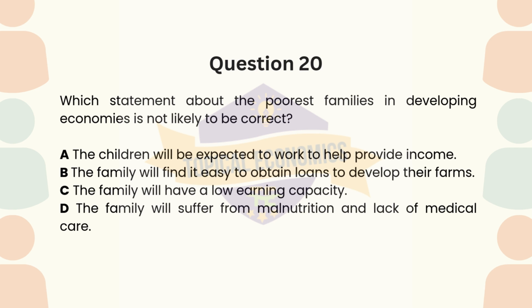Coming to question 20, this is from 2017 May-June paper version 2. Which statement about the poorest families in developing economies is not likely to be correct? Not likely to be correct.